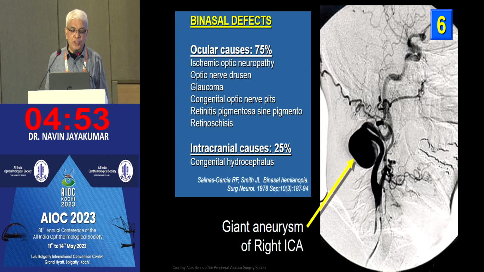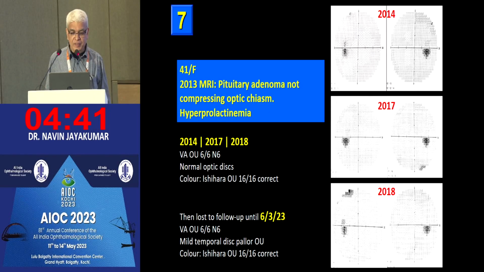kind of defects originate from within the eye. Neurological causes would include things like congenital hydrocephalus, etc. And sometimes you can even get a congenital binasal kind of a defect.